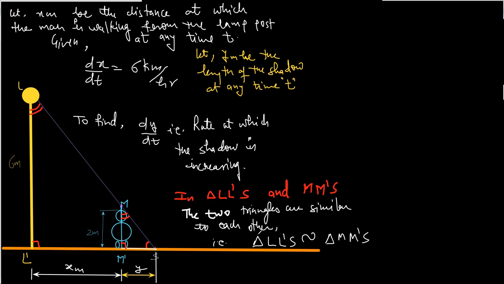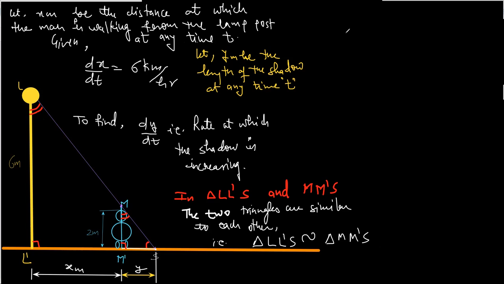Why? See, the angle at L, this angle, you see this angle is equal to this angle. So you write L, so you write M. So that is important, L, M. Then the next is angle at L dash is equal to angle at M dash. You see this? Yes. So you write L dash and M dash. And then S. S is what? Common for both.